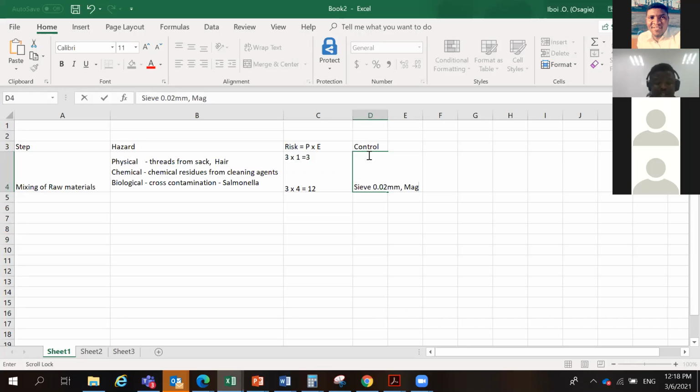You can also put magnets for metal filings. Maybe it may not be more than 500 gauss. How do they call that thing? There's a way they call it.